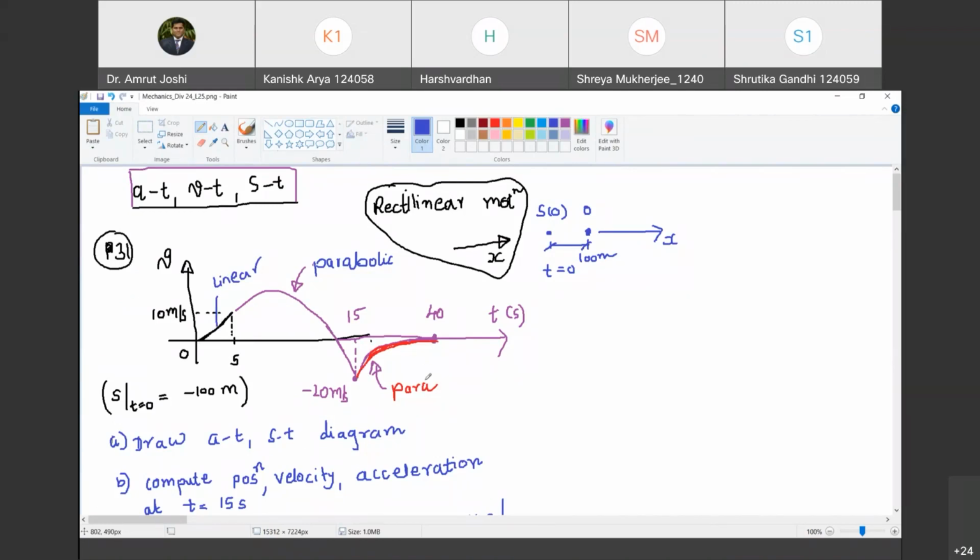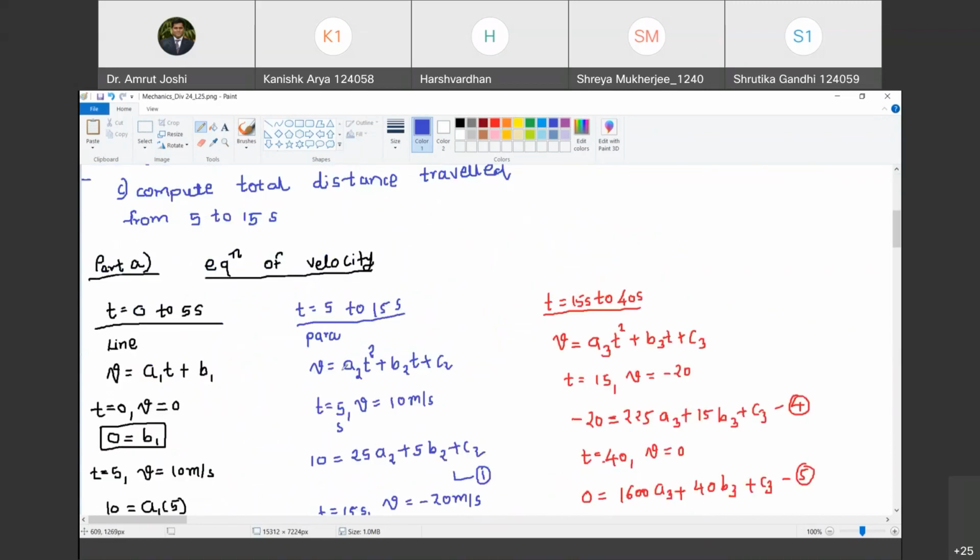When I say linear, that means velocity is a first power function of time. When I say it is a parabolic function, that means velocity is a second power function of time. Are you with me? Yes, sir. Okay. Now let us go ahead.